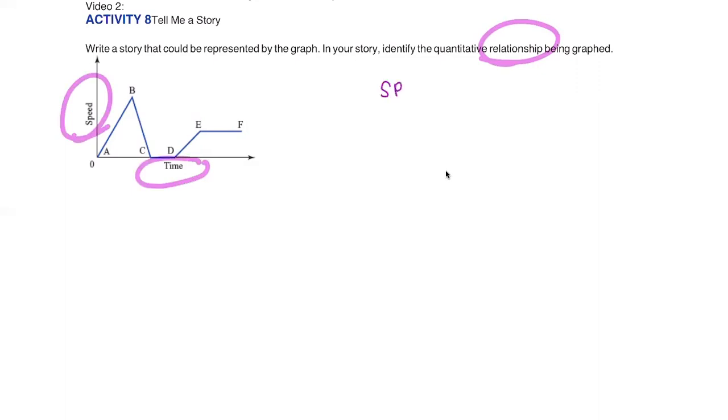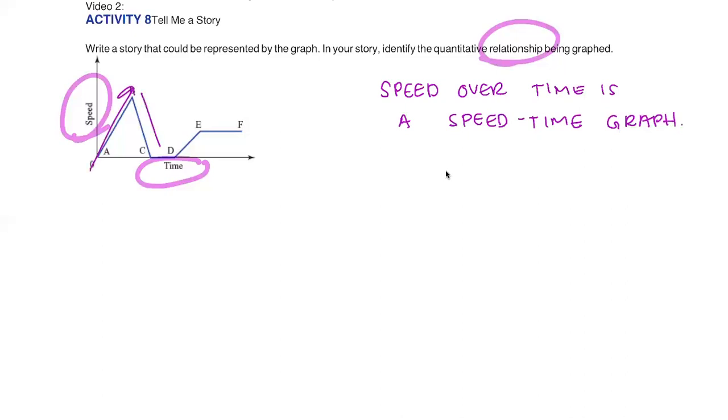Recall that speed over time is a speed time graph. This is important to note because some students might automatically jump and say, oh, this must be a distance time graph. And from A to B, you went away from your house. B to C, you went back to your house. C to D, you stayed at home. D to E, you left home again. E to F, you stayed away from home again. If this were a speed time graph, that story would be valid.